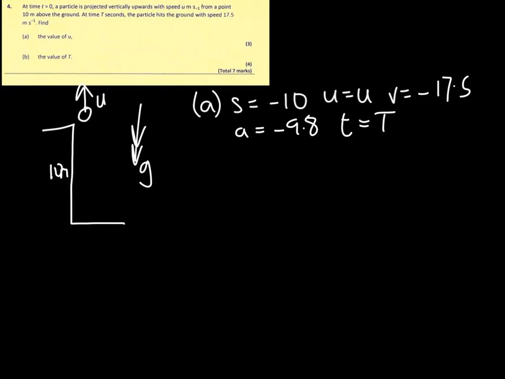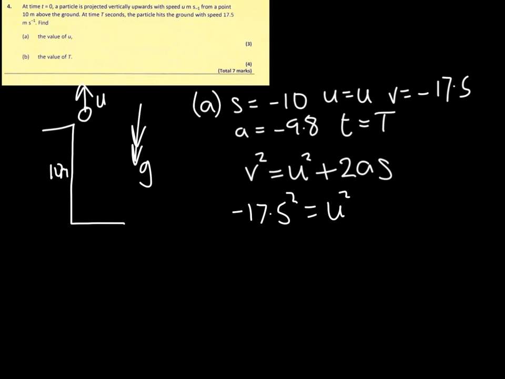Now, part A wants me to work out u, so I want an equation that doesn't have t in it because I don't know t. The only option not to have t means we have to use v squared equals u squared plus 2as. I want to work out what u is, and I know what v is, a is, and s is. I'm going to have to be really careful with negatives here, there's a lot going on. So v squared, I've got minus 17.5 squared equals u squared plus 2 times minus 9.8 times minus 10.